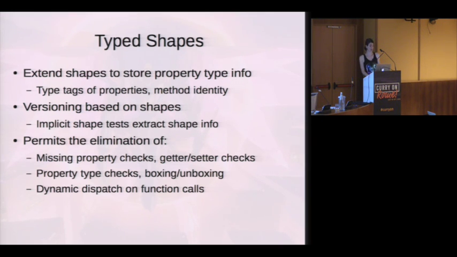And then we do versioning based on shapes. So in the same way that we use implicit type checks to extract type tag information, we use the implicit shape test in JavaScript to extract object shape information. And this permits the elimination dynamically of missing property checks. So we can know that an object definitely has a property as opposed to might have a property. We can eliminate checks that verify, is this a normal property or a getter and setter? We can eliminate boxing and unboxing overheads, and we can also, in many cases, eliminate dynamic dispatch. We can know I'm calling method foo, and it is definitely this function foo.